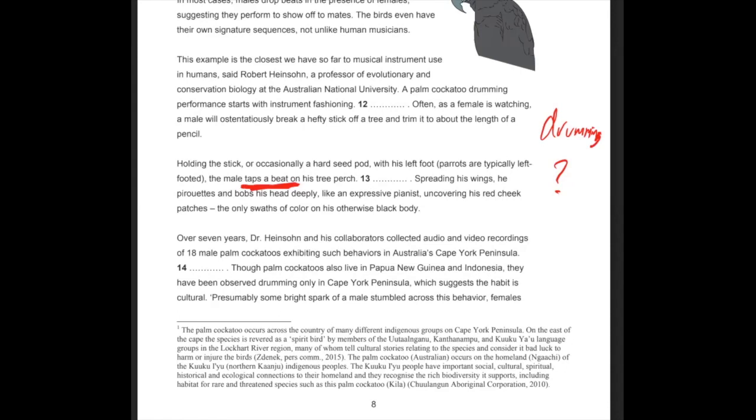Sure, it seems like he's showing off here, but really he's just dancing, right? The cockatoo is bobbing, spreading his wings, pirouetting like a ballet dancer, and dancing. So what would be the missing link between drumming and dancing? What's he doing as he's drumming and dancing? What's the key theme or common thing between them? Is it that they're both an example of a performance, right? He's basically performing.